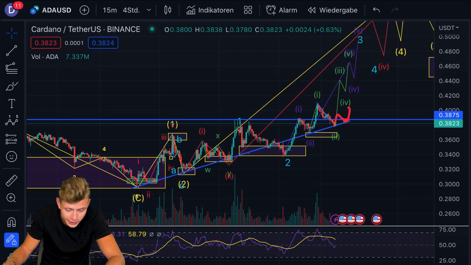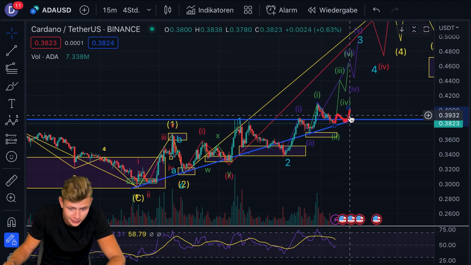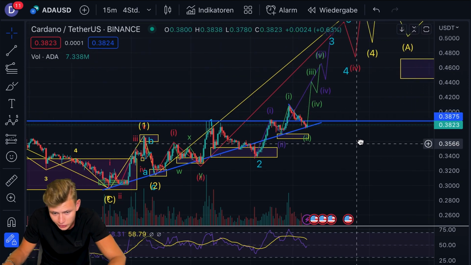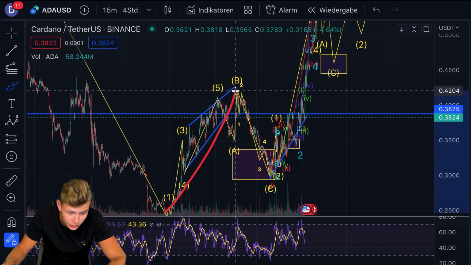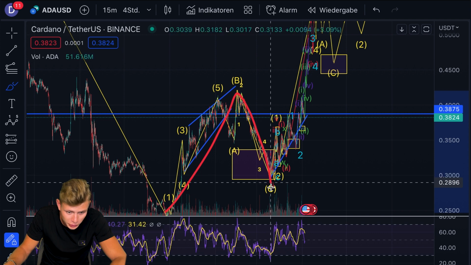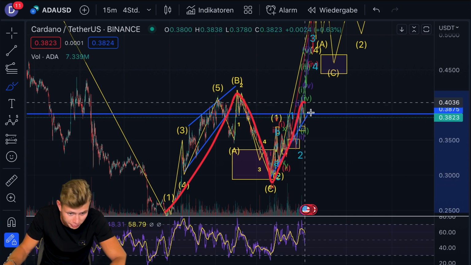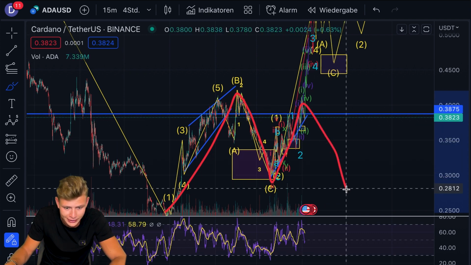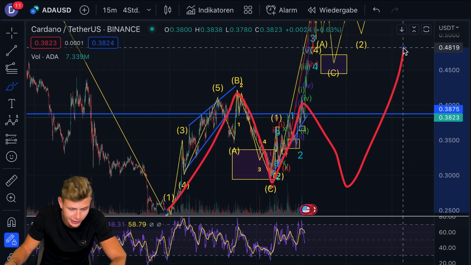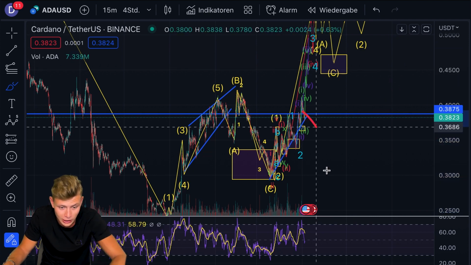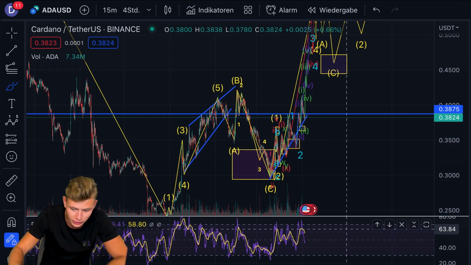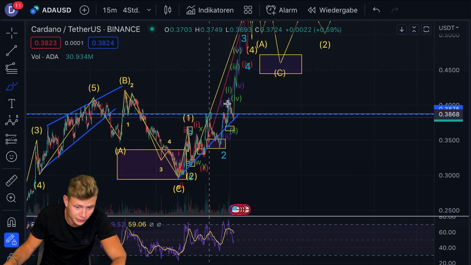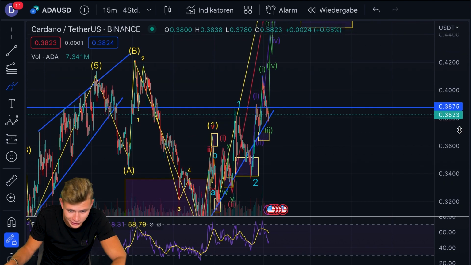what scenario we are most likely following here for ADA, not only in the immediate short term, but also in the next few days and weeks. Because the alternative wave count would be that this was all a wave one, this was a wave A down, this was just a wave B up, and we are coming down once more in a C wave and reversing from there. And we can also not rule out that we will then see new bear market lows. So that's absolutely possible.